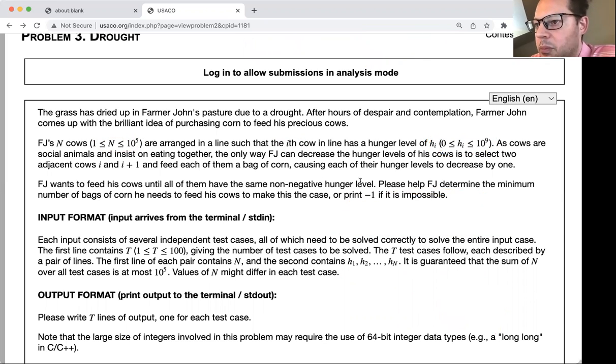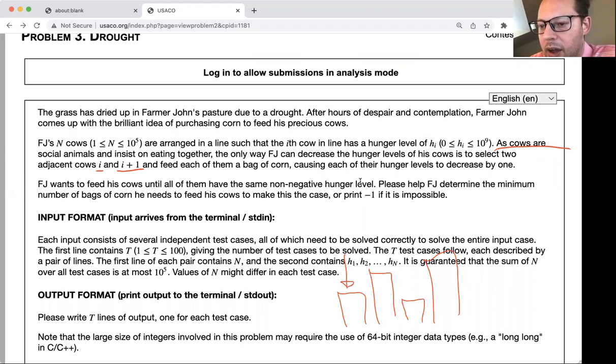As cows are social animals and insist on eating together, the only way Farmer John can decrease the hunger levels of his cows is to select 2 adjacent cows, i and i+1, and feed each of them a bag of corn, causing each of their hunger levels to decrease by 1. Okay, so what that means is that if we have 2 cows that are next to each other, and I use bars to represent their hunger level, then if I were to feed this cow on the end here, I must feed its neighbor. If I were to feed this cow on the end here, then I must feed its neighbor.